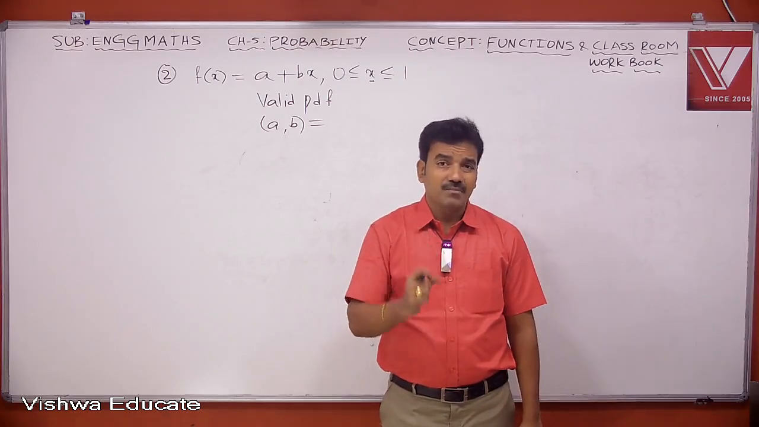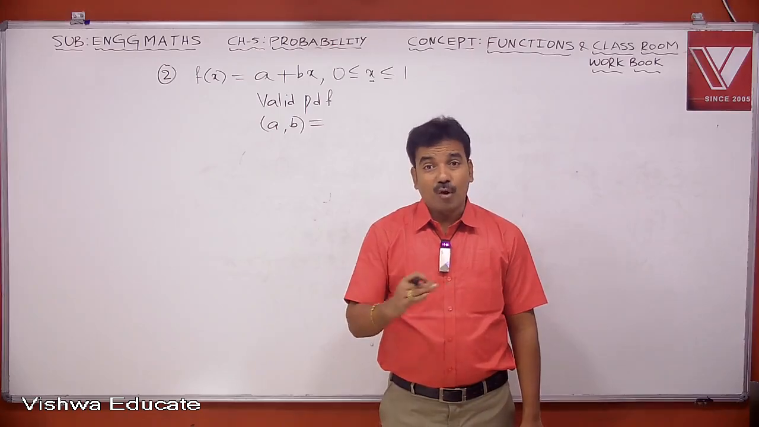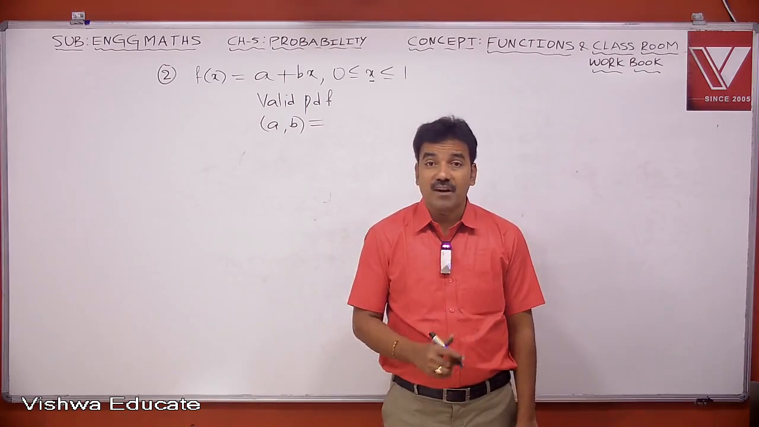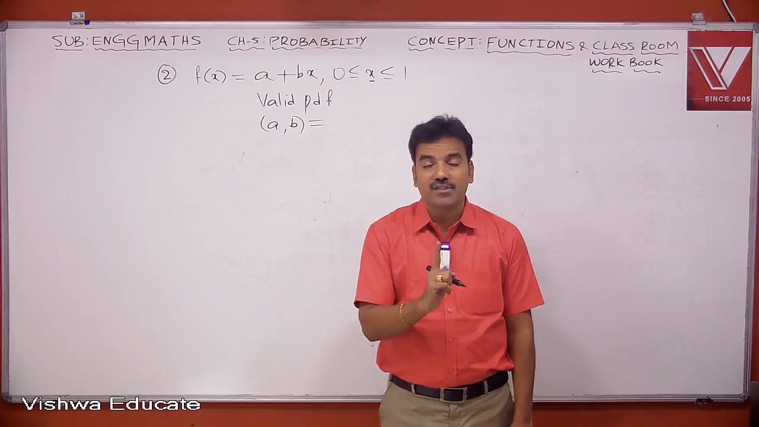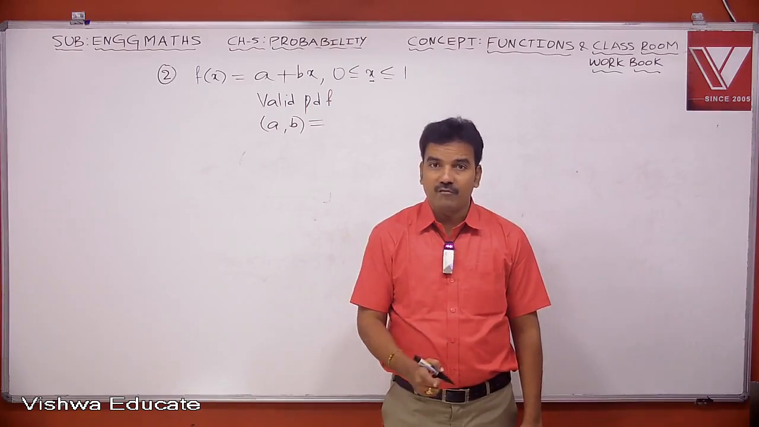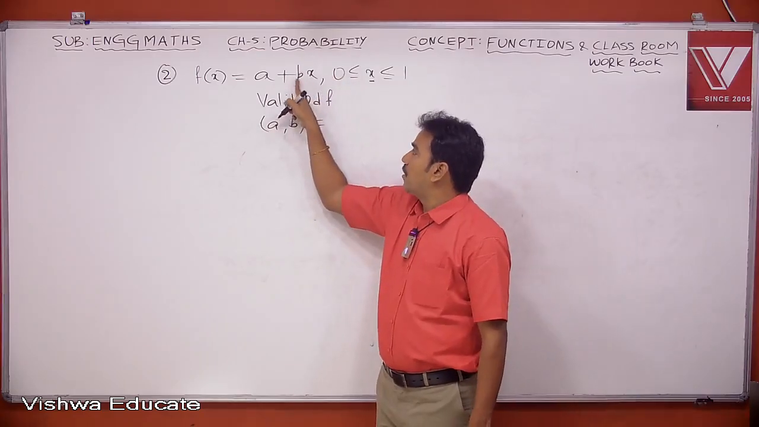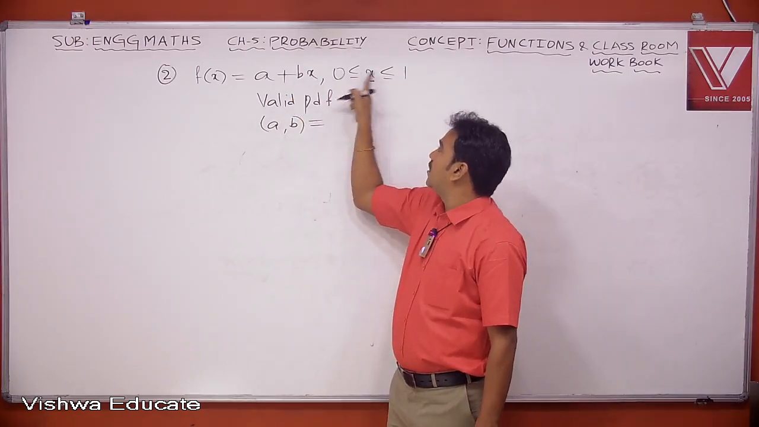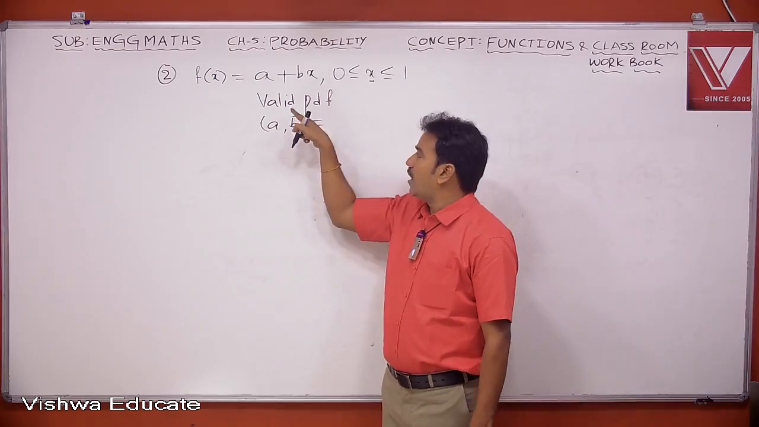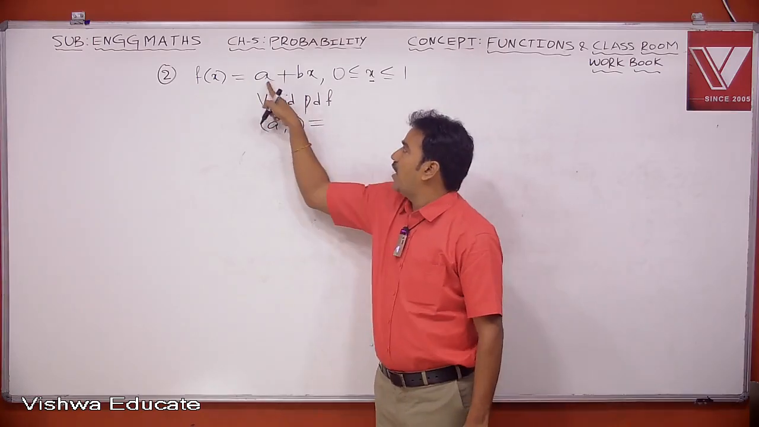In that case, it comes under a discrete random variable. If probabilities of all sample points are defined by a single function in terms of x, then it refers to a continuous random variable. Therefore, this is a PDF f of x equals a plus bx, where x is ranging from 0 to 1. If it is a valid PDF, then what are the values of a and b?